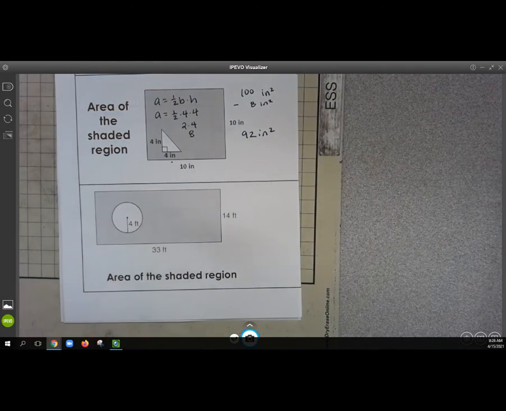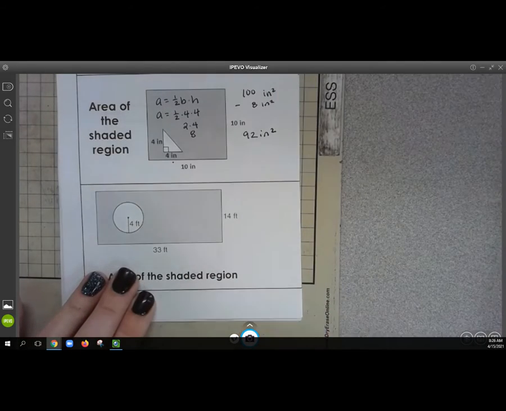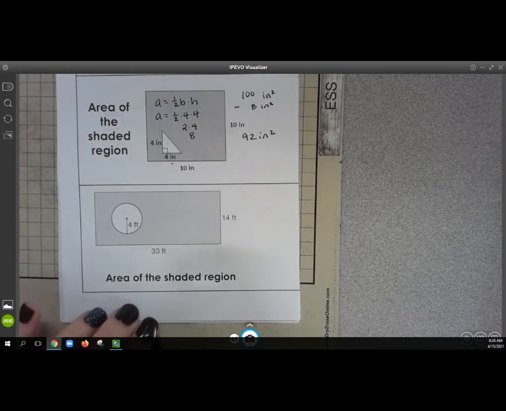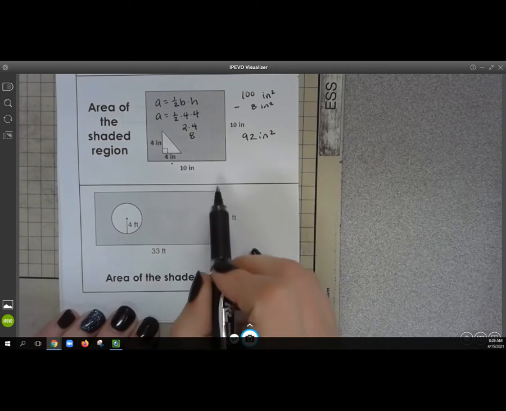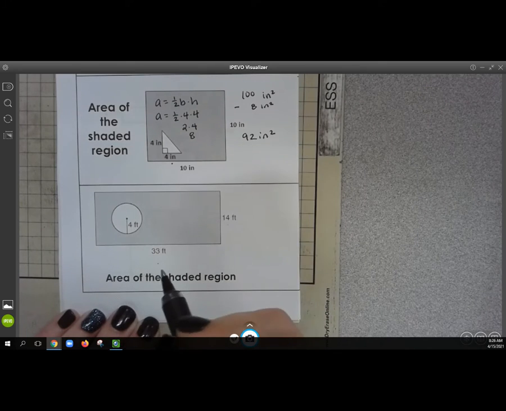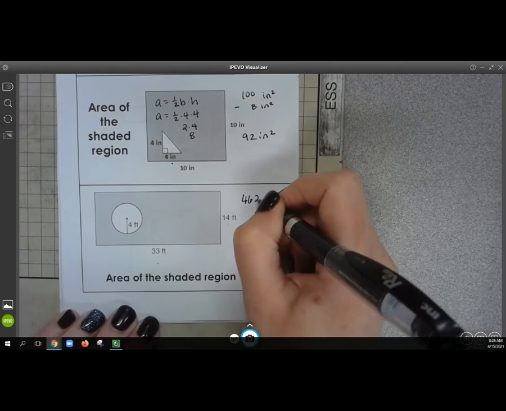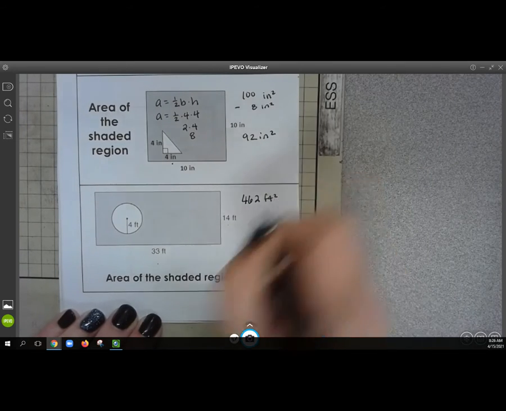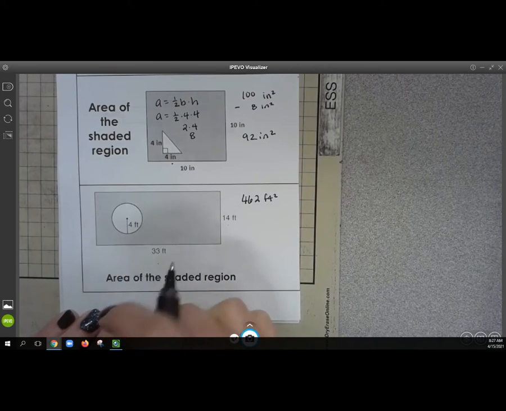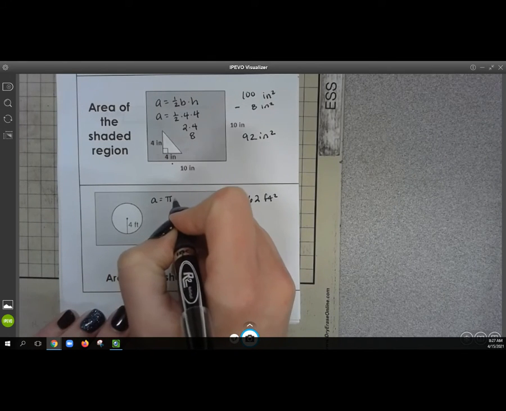Okay. Down here, this is a problem that you've probably seen before when we were working with circles. We need to find the area of the shaded region. So first, I'm just going to find the area of the rectangle. We would do 14 times 33, and that gets us 462 square feet.